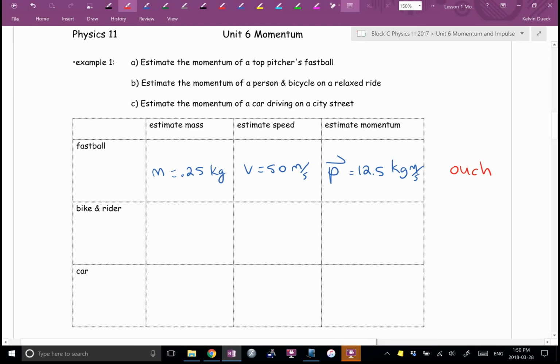Bike and rider, estimate the mass. What do you think the mass of a bike and rider is? 500 kilograms? No, way too big. What's the standard mass of a human being in kilos, roughly? By roughly, I mean, let's just see if we can even get within one sig fig. 100 kilograms?